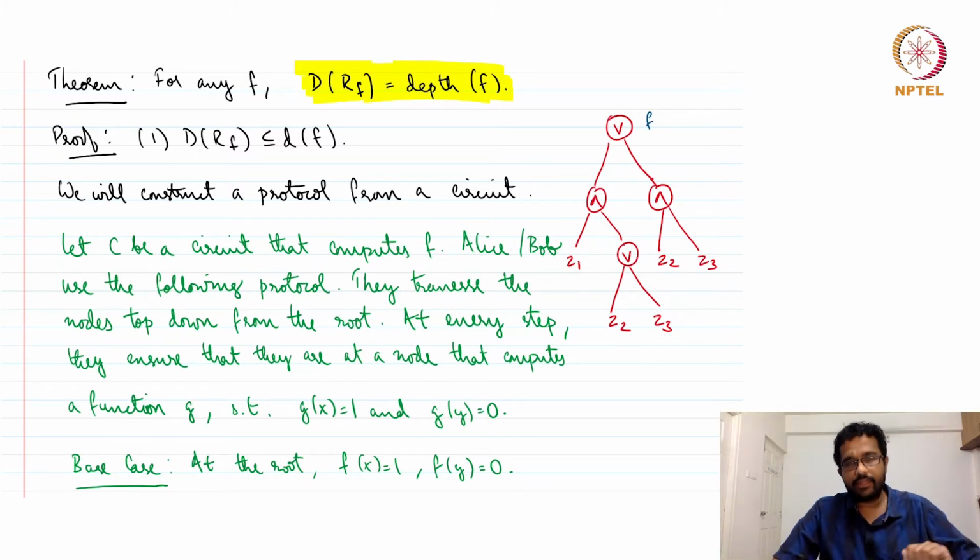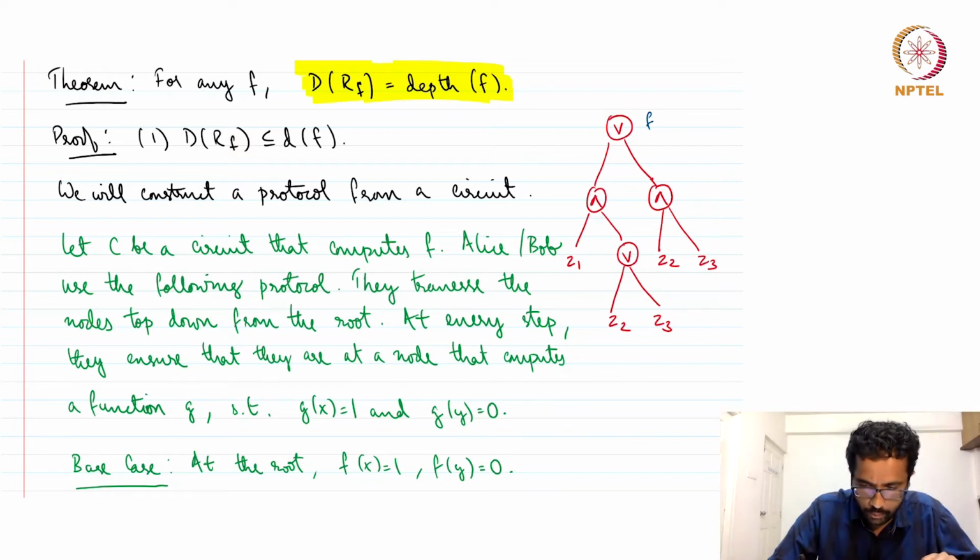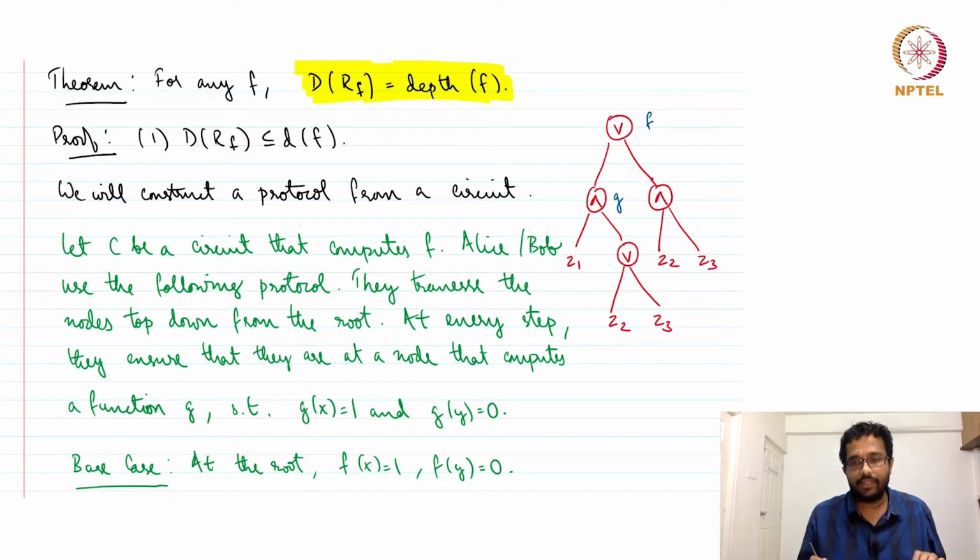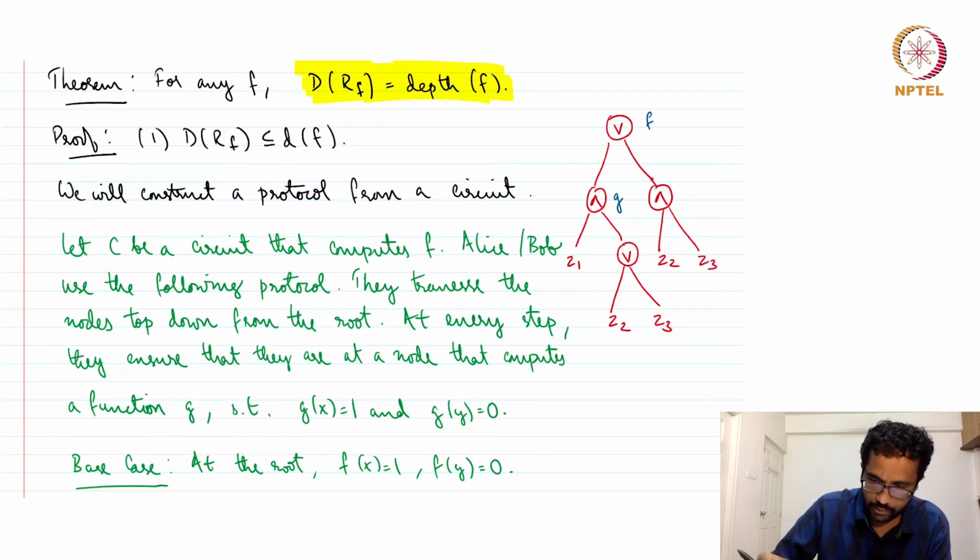And we will make sure that at every node, let's say this particular node computes g, the left child of the root, we will ensure that g computes a function such that g of x is 1 and g of y is 0, and so does every node in the circuit. So we will make sure that every node in the circuit computes a function such that g of x is equal to 1 and g of y is 0. So let us see how this happens.